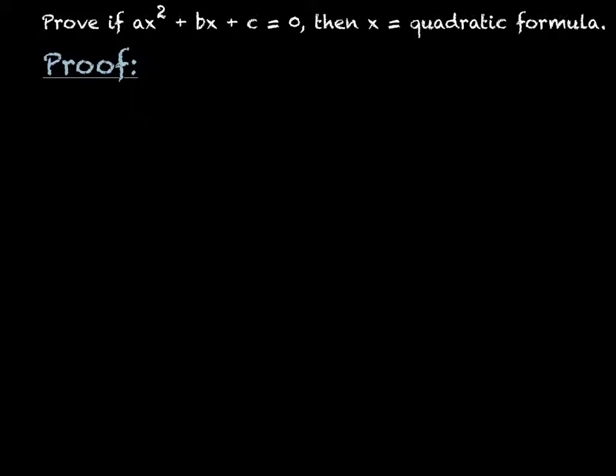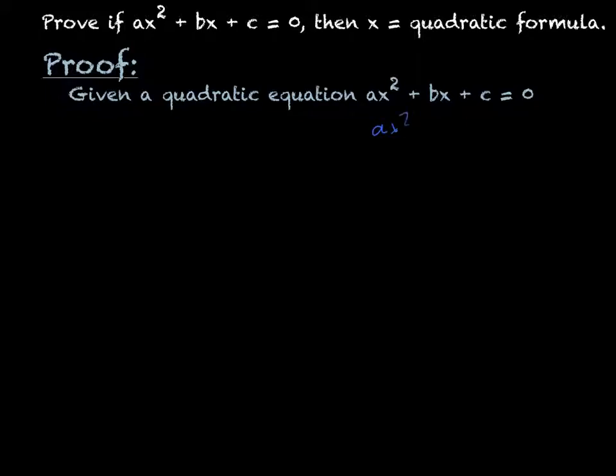We want to prove that if ax squared plus bx plus c equals 0, then x equals that quadratic formula that we discussed. So if we want to prove that, we start by writing what we were given. Given a quadratic equation of the form ax squared plus bx plus c. Now we want to solve for x. So we're going to first subtract the c over. So that's going to give me ax squared plus bx equals negative c.